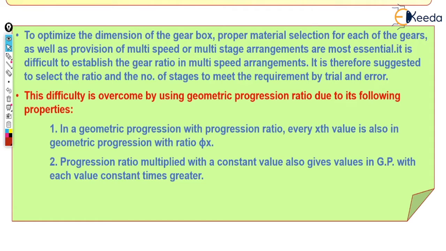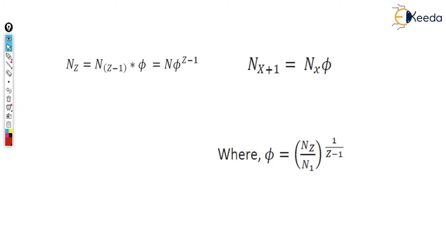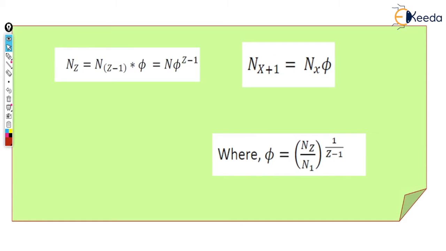This difficulty we can easily overcome by the geometric progression ratio. There are two things here. Number one, in the case of a geometric progression with progression ratio phi, every x-th power value is also in geometric progression with ratio phi to the power x. We will understand this better with the example next. Number two, the progression ratio multiplied with a constant value also gives a geometric progression, with each value a constant times greater. To understand these two points better, we will look at an example.